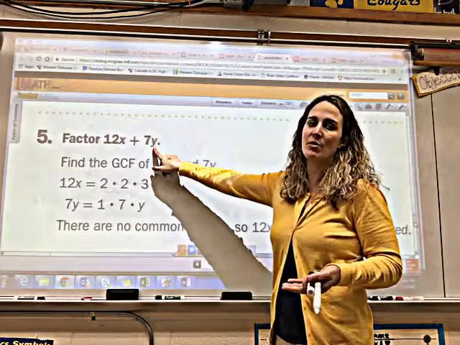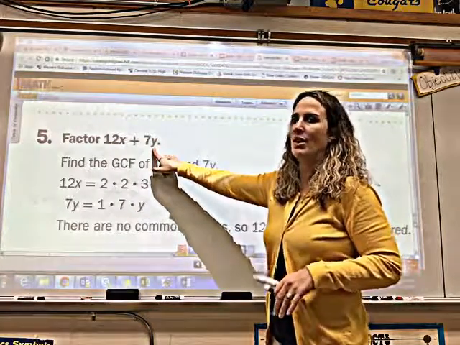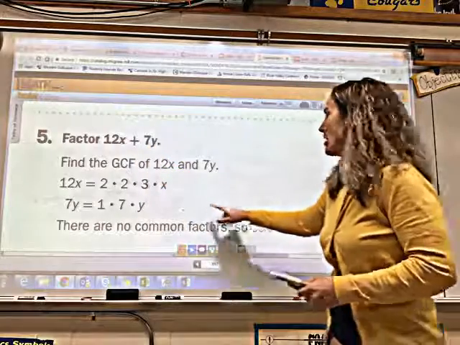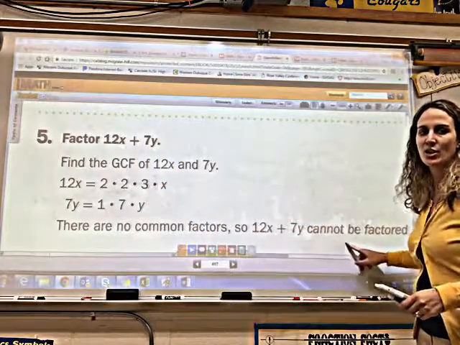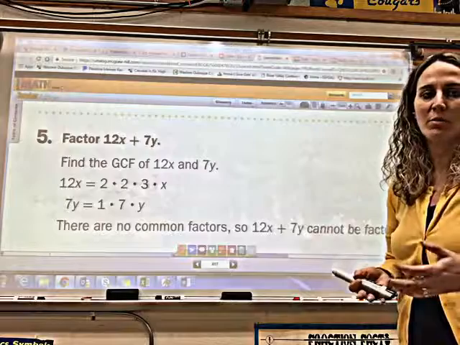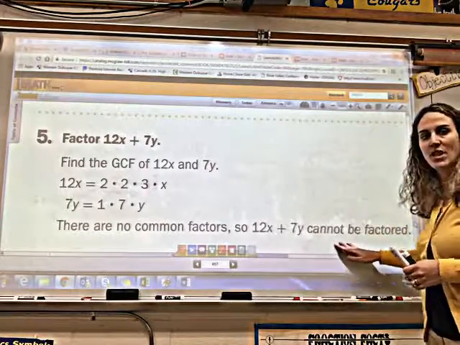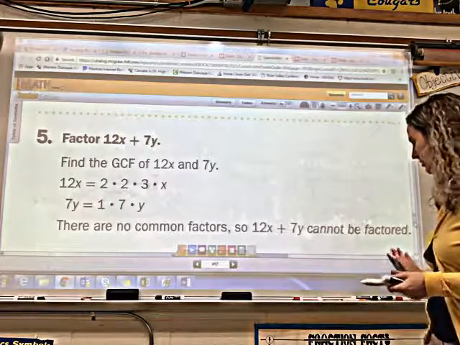I don't have a common variable in both of them, so I can't pull out a variable. So therefore, because my greatest common factor is basically 1, these will not be able to be factored. So if you come across problems like this on a test or an assignment somewhere, what you would do is just put down "cannot be factored."